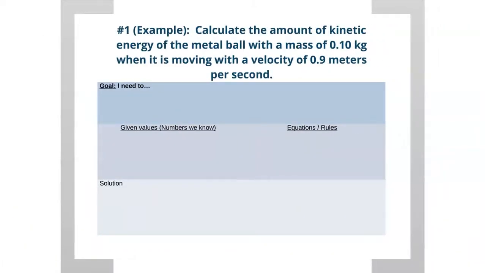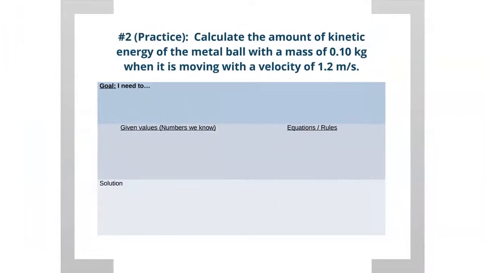So then we went through an example problem. Calculate the amount of kinetic energy of the metal ball with a mass of 0.1 kilograms, and it's moving with a velocity of 0.9 meters per second. So the goal, you need to calculate kinetic energy. What you already know is mass equals 0.1 kilograms, velocity equals 0.9 meters per second. The equation you're going to use is KE equals 1/2 mv squared. You're going to take that number for mass and plug in, and that number for velocity and plug in. So if you're having trouble with this, come in and see me. And then we did a practice problem on our own.